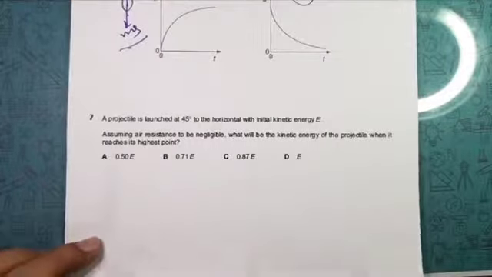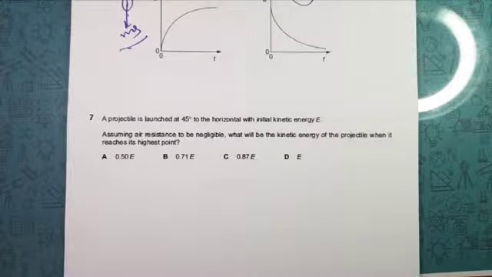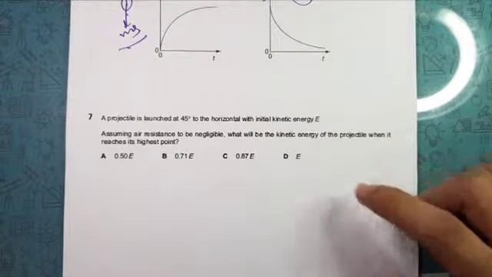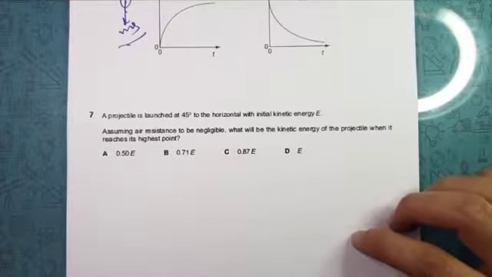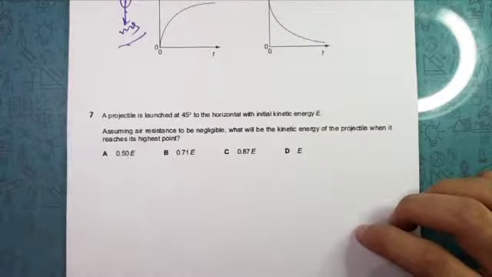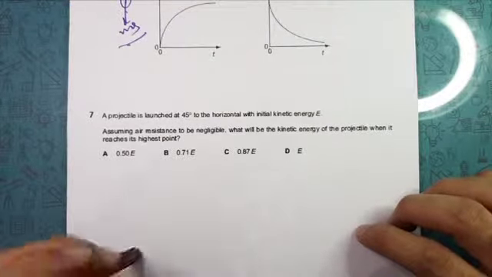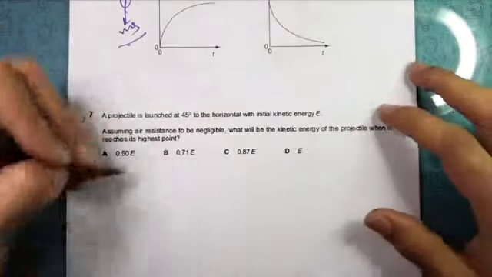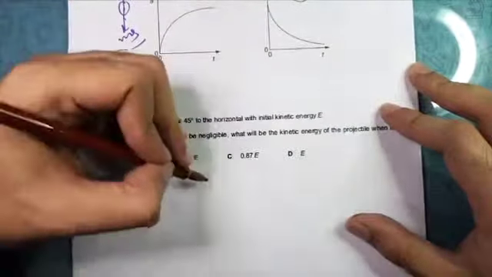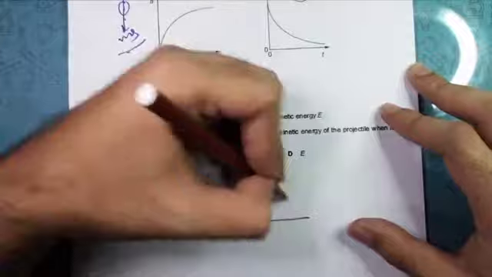Right, moving on to question number 7. A projectile is launched at 45 degrees to the horizontal with initial kinetic energy E. Assuming air resistance to be negligible, what will be the kinetic energy of the projectile when it reaches the highest point? We did talk about this yesterday, right? Do you want to do a calculation? What's going to be the value of cos 45? Cos 45 is root 2 by 2.